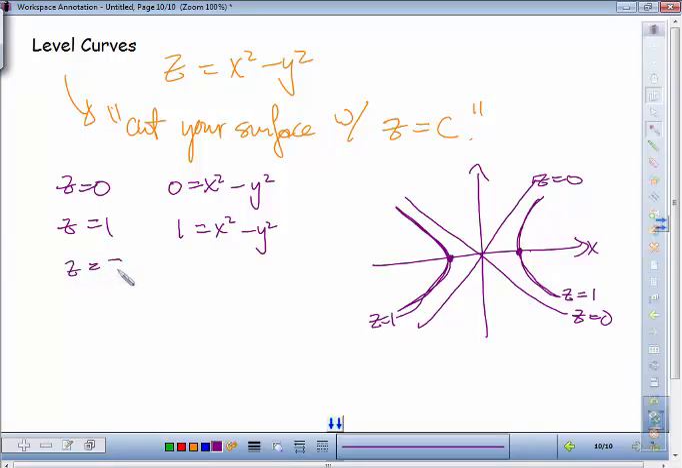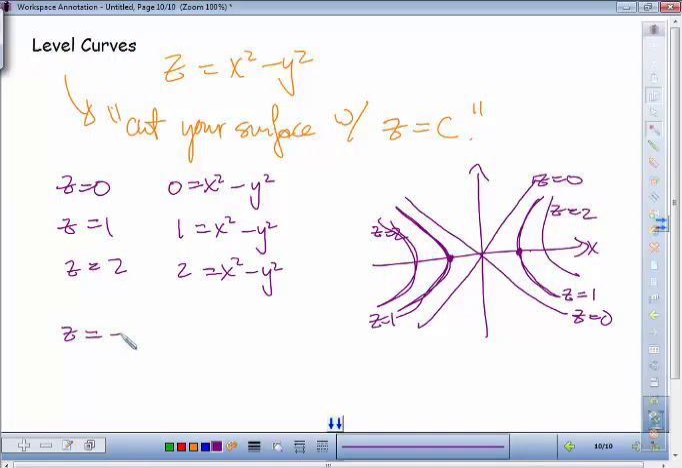Z is equal to 2. 2 is equal to x squared minus y squared. If you divide by 2 on both sides, you'll just have another hyperbola. Z is equal to 2. And you can also go negative.